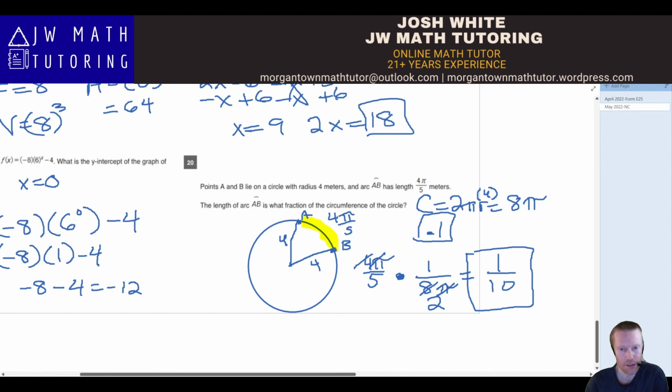All right, so this has been the no calculator section of the May 2022 QAS, the US version.